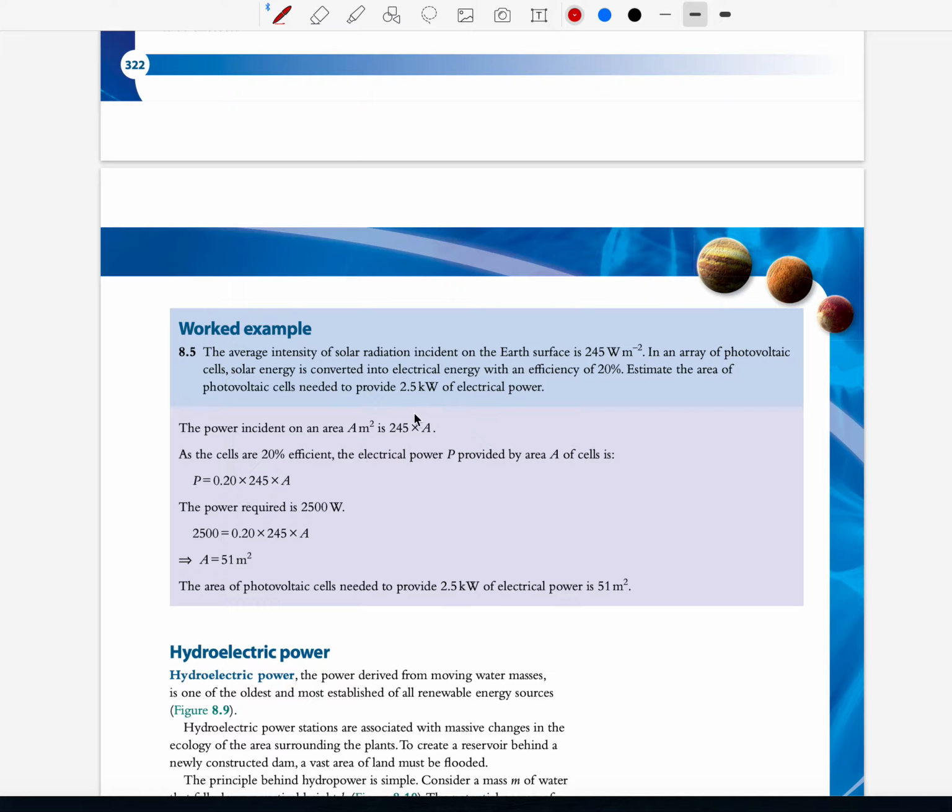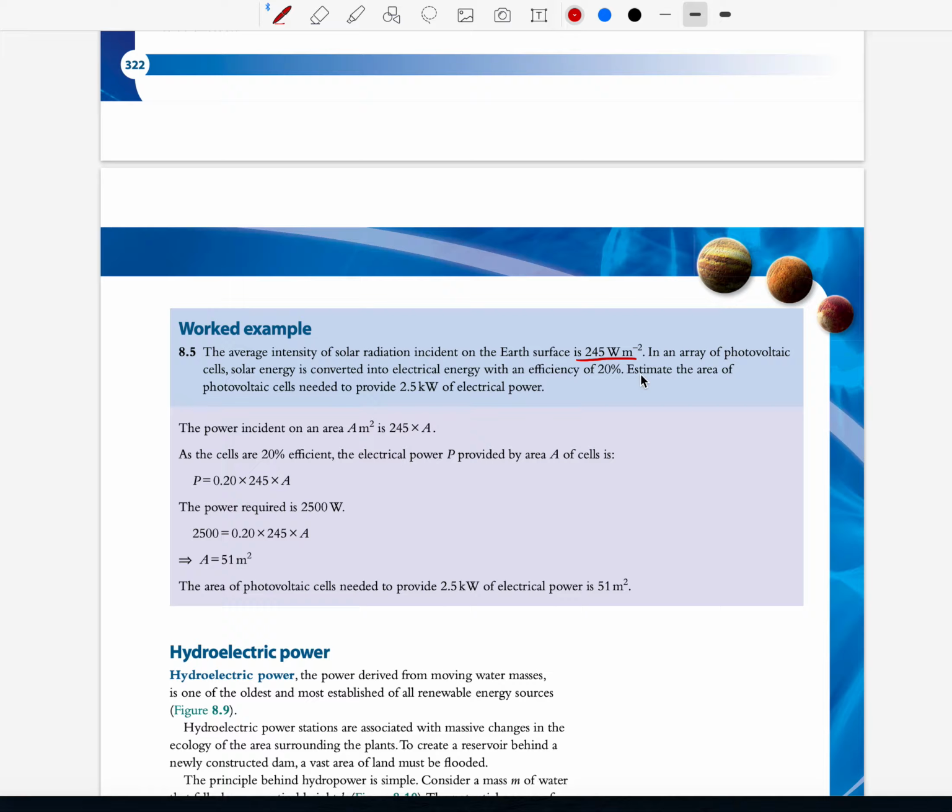What kind of question do you expect here? Something like the following. The average intensity of solar radiation incident on Earth is 245 watts per square meter. We'll see why this number comes about, because initially we calculate about 1400 watts per square meter reaching the Earth from the sun, but then it has to go through the atmosphere. Some of it will be reflected, etc. You have to distribute it throughout the globe. So this is the number that you actually get in the end, 245 watts per square meter. So we'll look at this later.